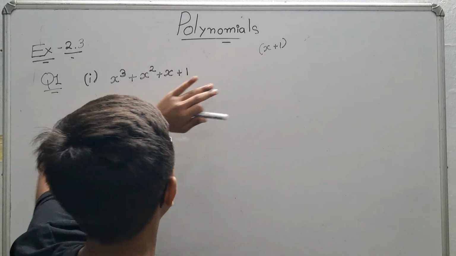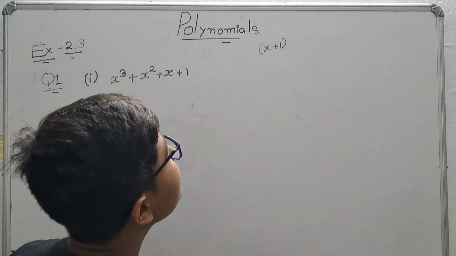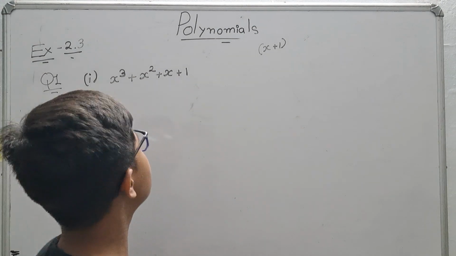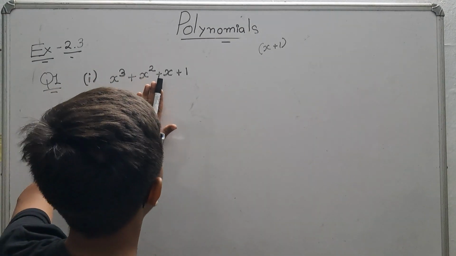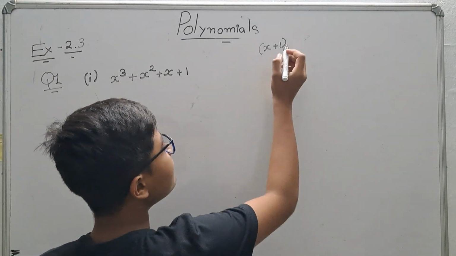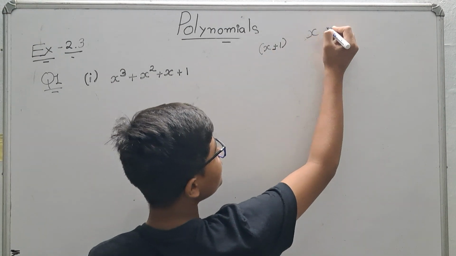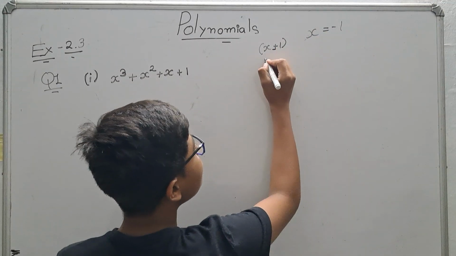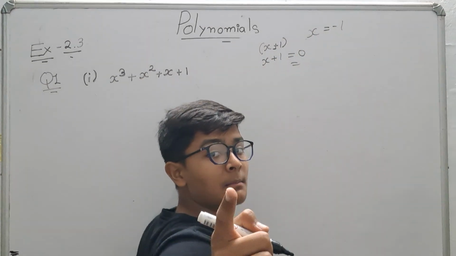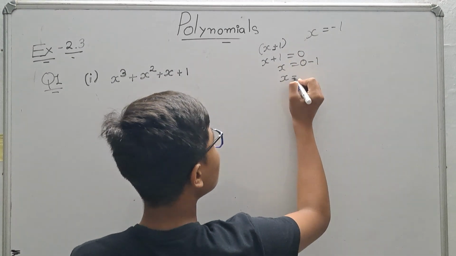So students, here is question number 1 of part 1. In this question they have said we have to find out whether x plus 1 is a factor of x cube plus x square plus x plus 1 by using this equation. But whenever they have given plus, you have to make it minus. That means here x plus 1, so you will put x is equal to minus 1. Put 0 over here. Remember, find the zero. X is equal to minus 1.